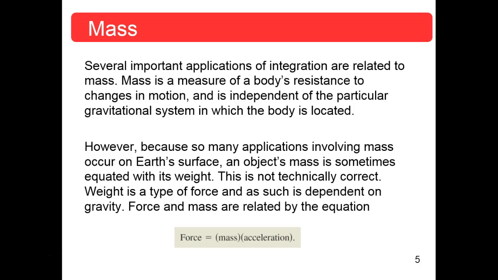There we go. Okay. Independent of gravitational system or anything else, it's just how much material is in the body. However, because so many applications involving mass occur on Earth's surface, the object's mass is sometimes equated with its weight.